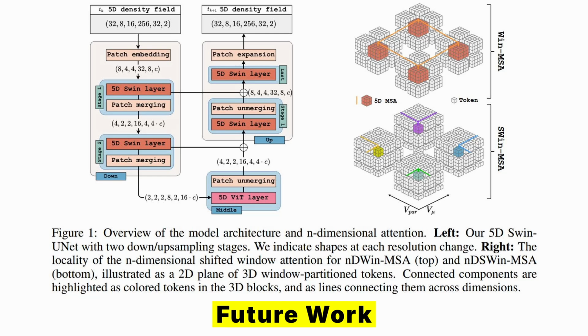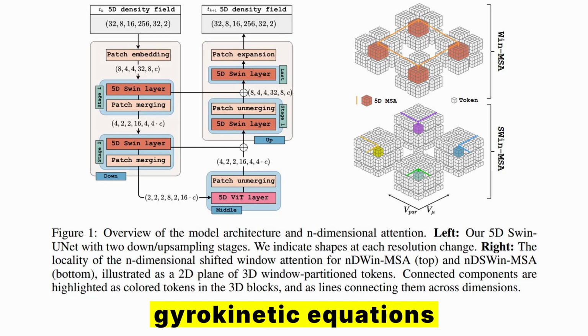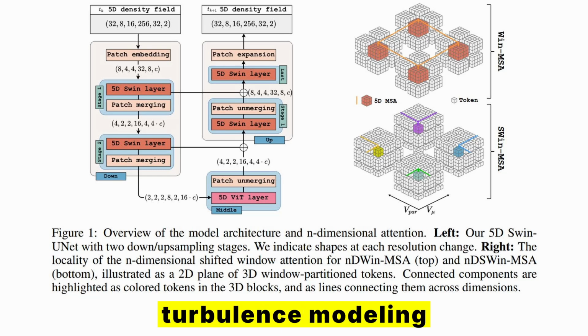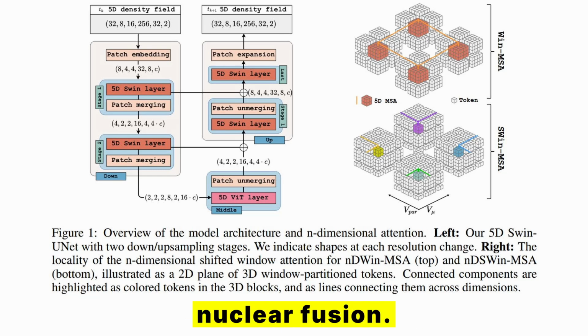Conclusions and future work. The authors present a neural surrogate model for nonlinear gyrokinetic equations modeling turbulent transport in plasmas. They propose a neural surrogate that operates in 5D space, namely 5D Swin UNet, and demonstrate that it accurately captures the underlying physics for single-step prediction. Their work paves the way towards neural surrogates for 5D turbulence modeling for nuclear fusion.